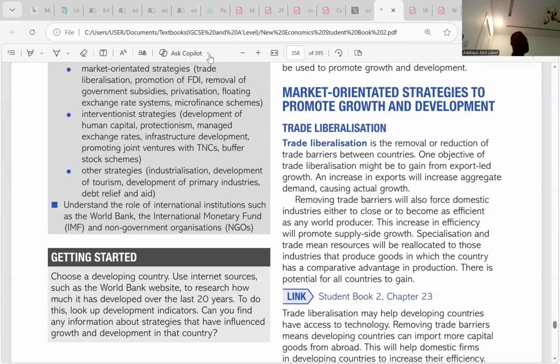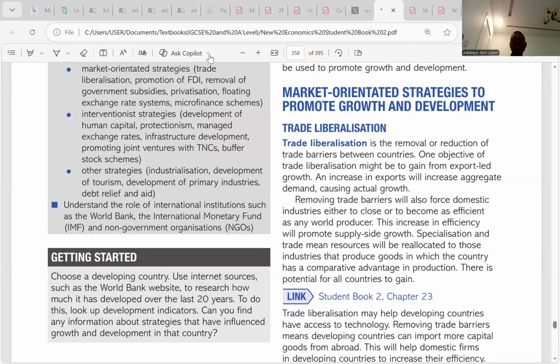We're simply talking about free trade. We're trying to talk about how trade becomes easy, interaction becomes easier for everyone within the economy and as a whole. So trade liberalization is the removal or reduction of trade barriers between countries. One objective of trade liberalization might be to gain from export-led growth. An increase in export will increase aggregate demand, causing actual growth. Removing trade barriers will also force domestic industries either to close or to become as efficient as any world producer. This increase in efficiency will promote supply-side growth.